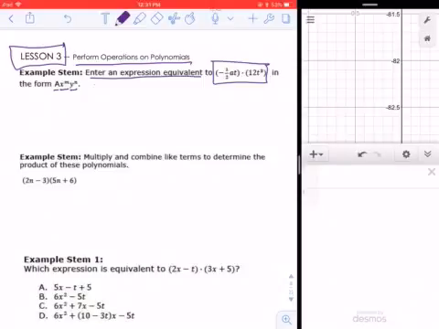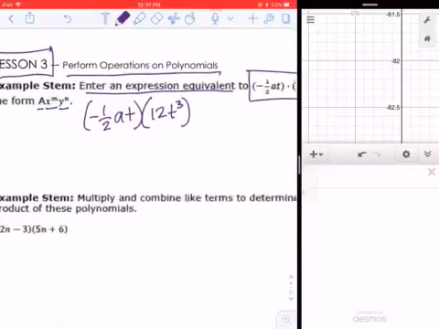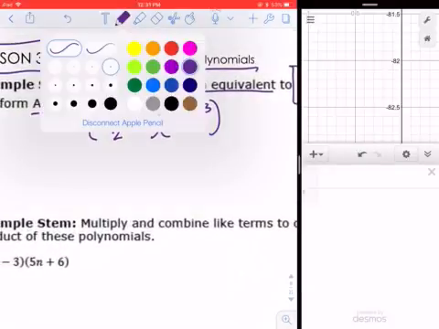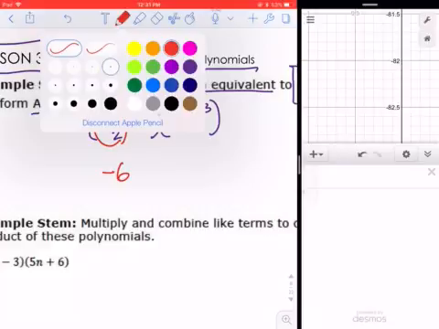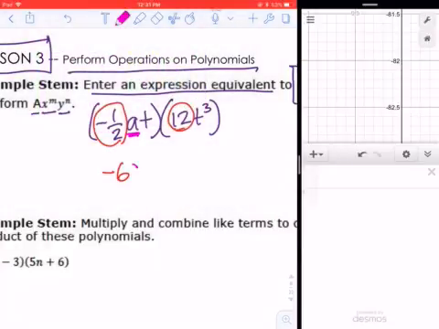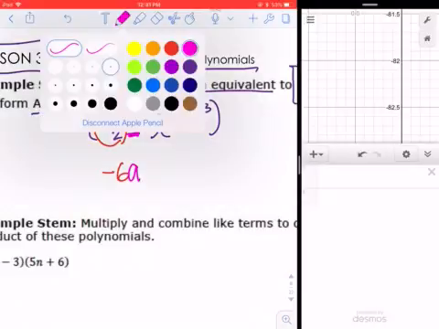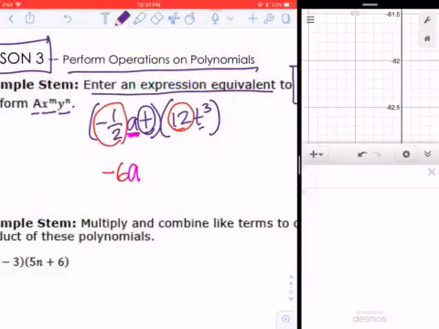So what they want is they want us to take this -1/2 a t and multiply it times 12t to the third. Okay, so what that looks like is I'm going to multiply my numbers together, right? So -1/2 and 12, that's going to give me -6. I have my a's, there's just one a, so that's going to sit there. And then t to the power of, let's find out, t and t to the third is 4 t's all together. So I have that one like that.